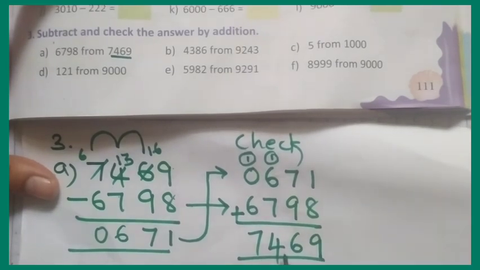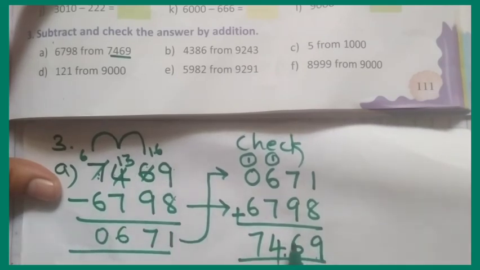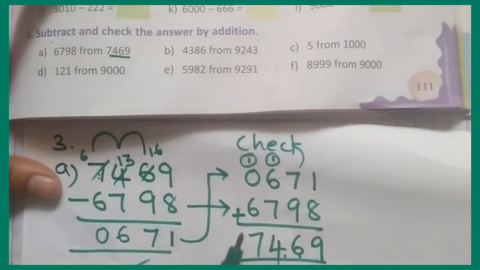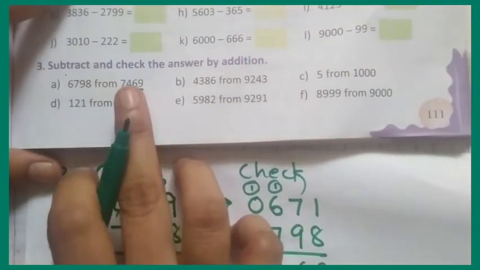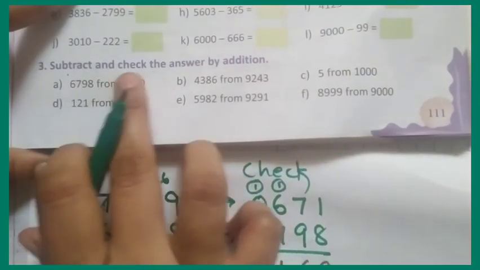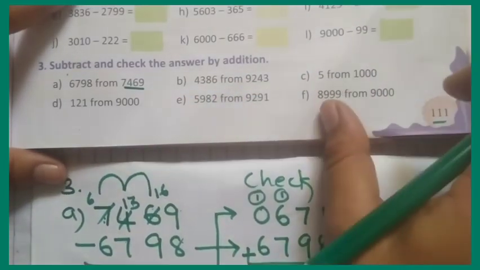We got 7469. Here which number is there? 7469. So we got the same number, so this answer is correct. Now do B question like this. Complete this bit also. Only third bit, 111 page number, third bit.